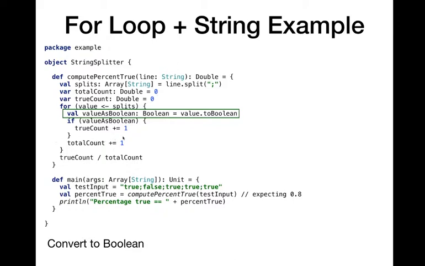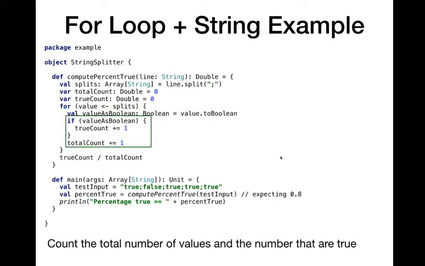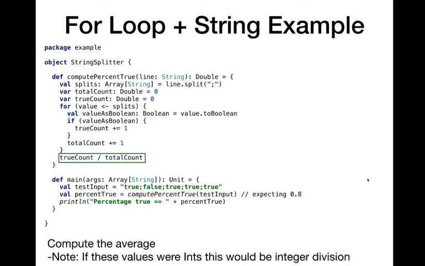For each one of those Booleans, if it's true, I'm going to increment my true count. I found a true. And whether it's true or false, so outside of this if statement, I'm going to increment the total that I've computed, that I've seen. I'm going to divide it, so simple average. How many of them are true? How many of them total?